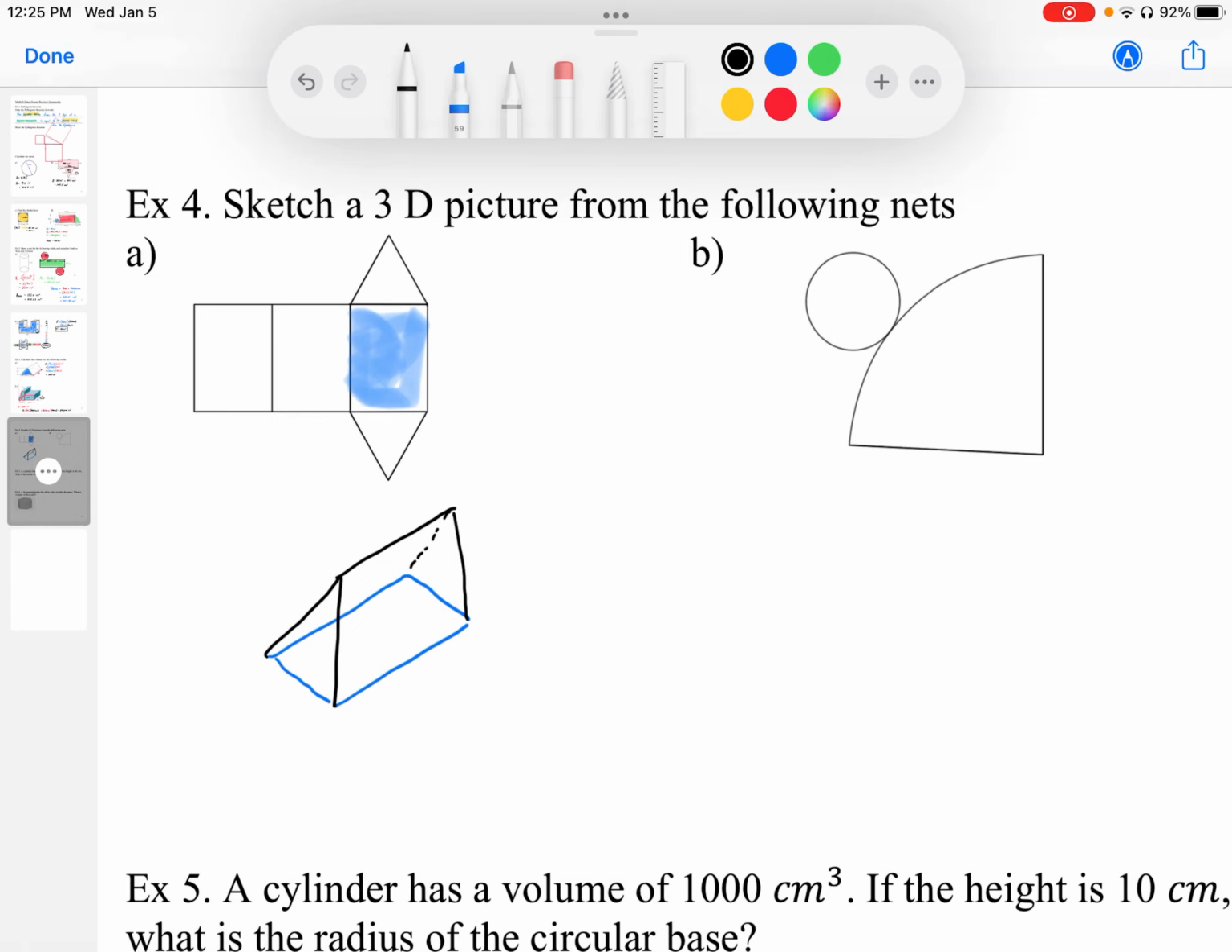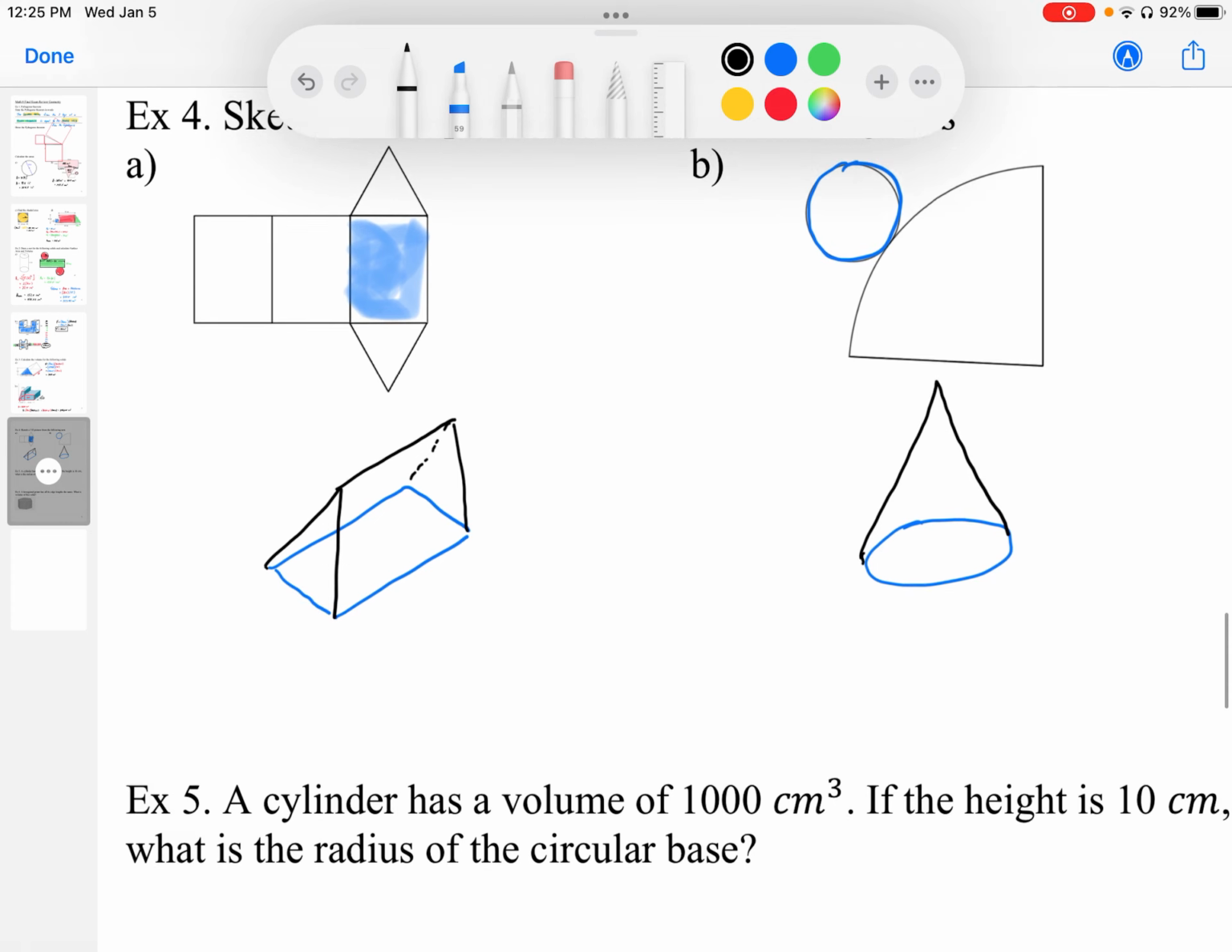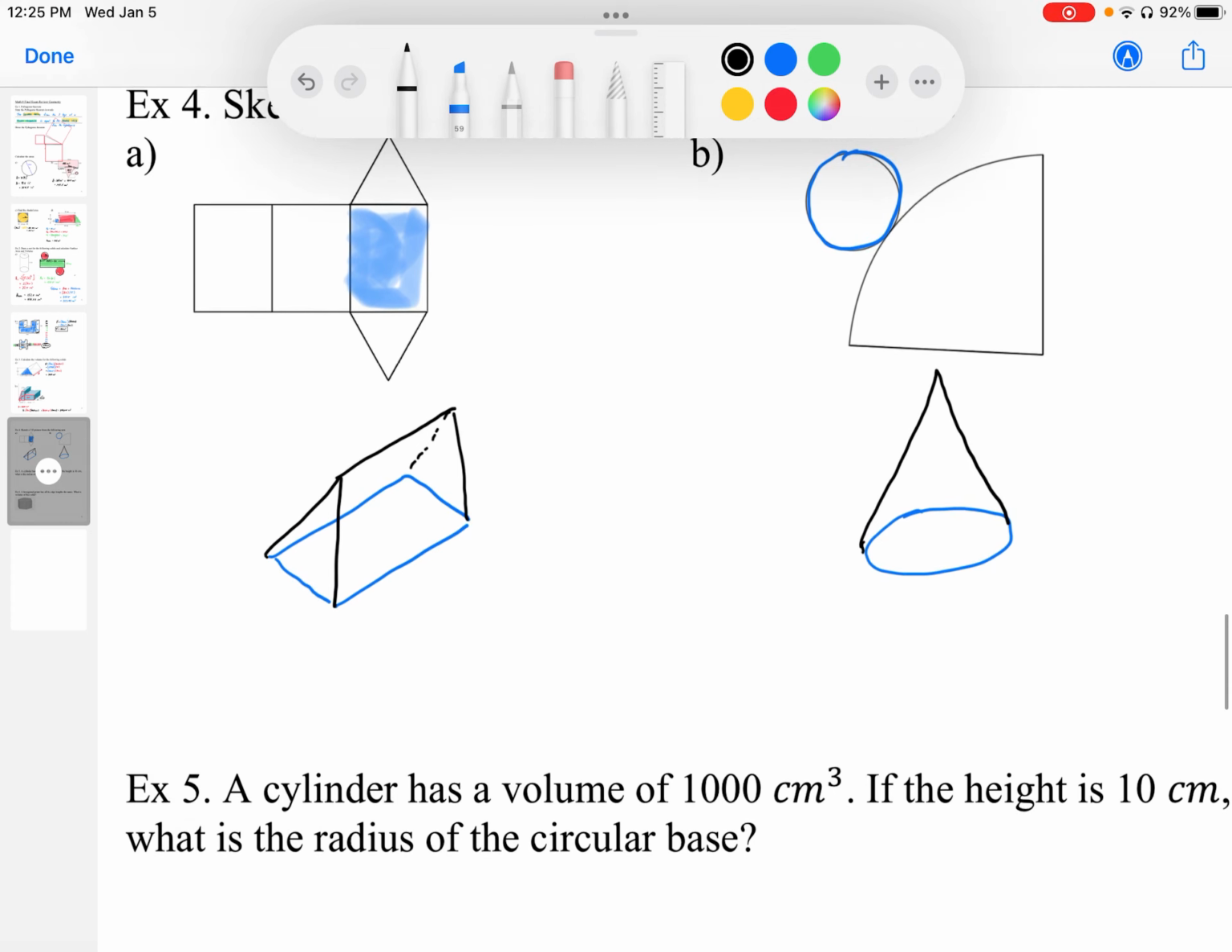For B, this is going to make a cone. So we're going to end up with our circular base in here. So I'm going to draw a circular base, and from that circular base, it's going to form a cone with that side surface. Okay, so there's my 3D objects from those nets.